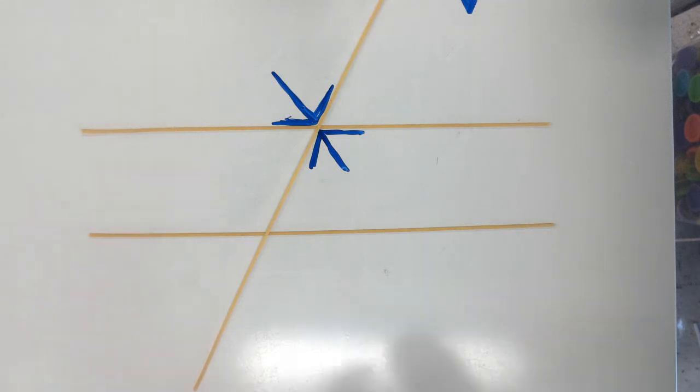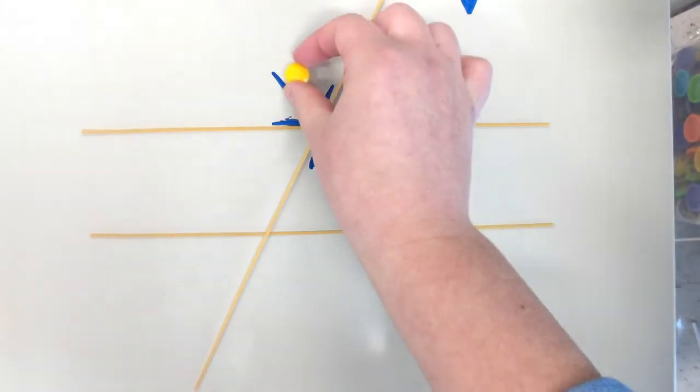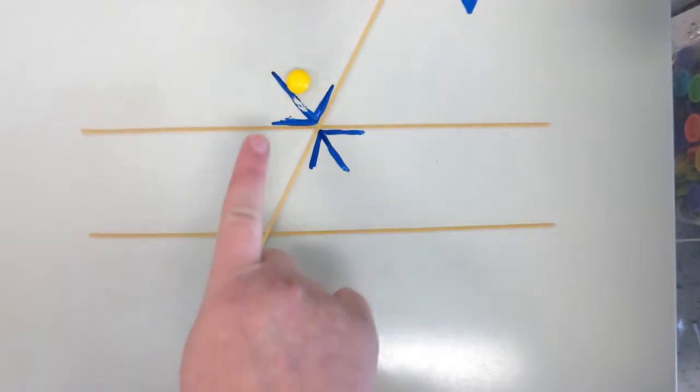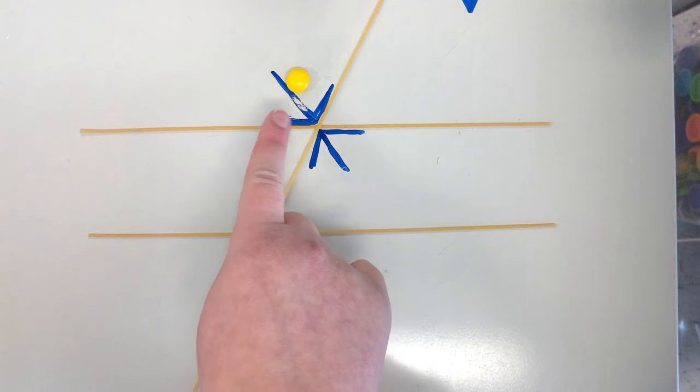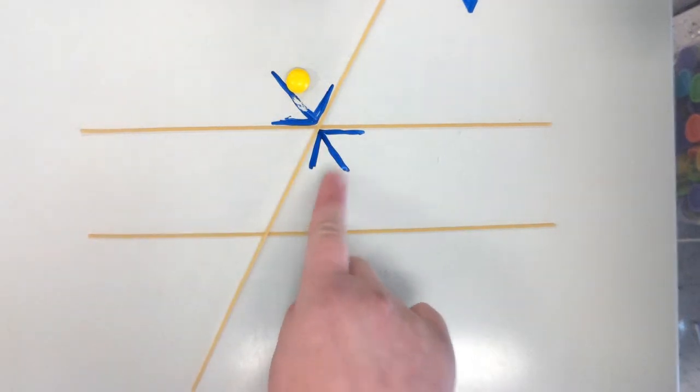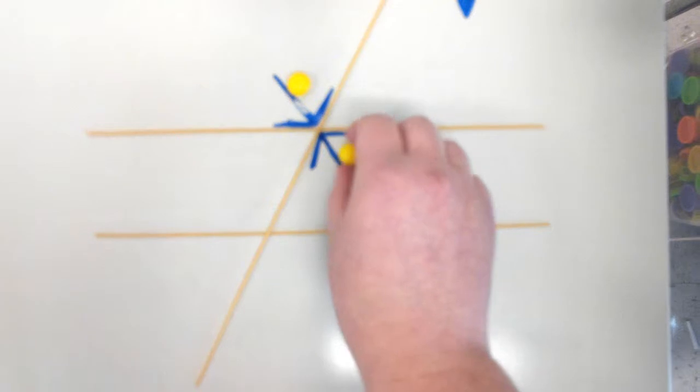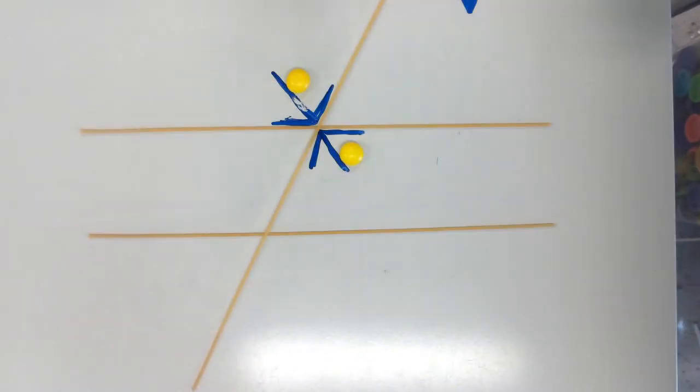So I'm going to use yellow. Again, doesn't matter which Skittle you get. But I'm going to place this one here, and the congruent one, the vertical congruent angle, is the one that's pointing to it, which is this other guy over here. So these are congruent, vertical congruent angles.